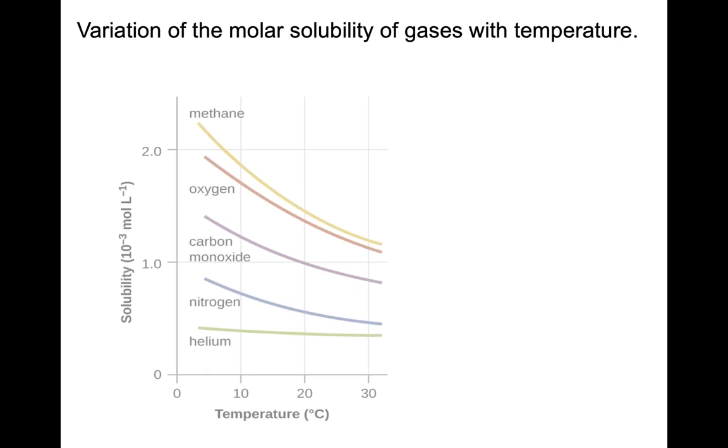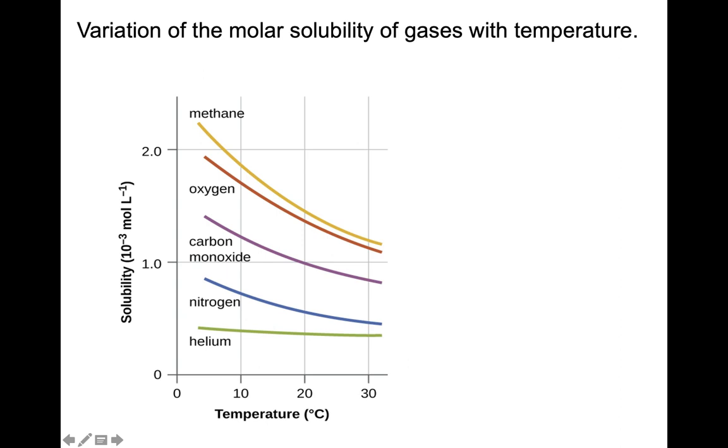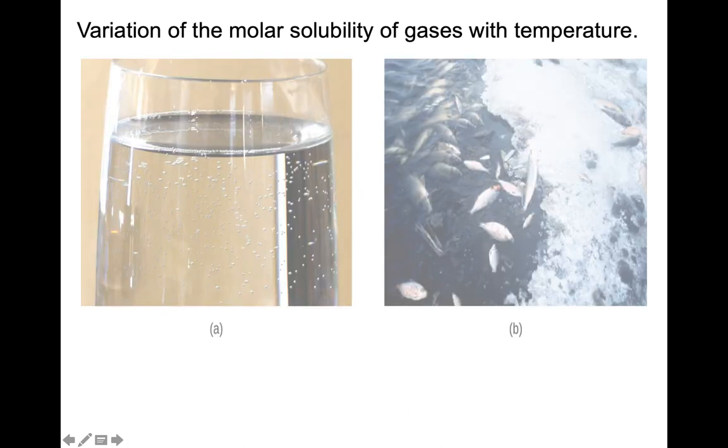We mentioned that as we increase the partial pressure, the concentration goes up. So what happens when we change the temperature? Here we've got the solubility of a bunch of different gases as a function of increasing temperature. We see that for all of them, as we increase temperature, the solubility tends to go down. For helium, it kind of stays the same, but for most of them, it's going down.